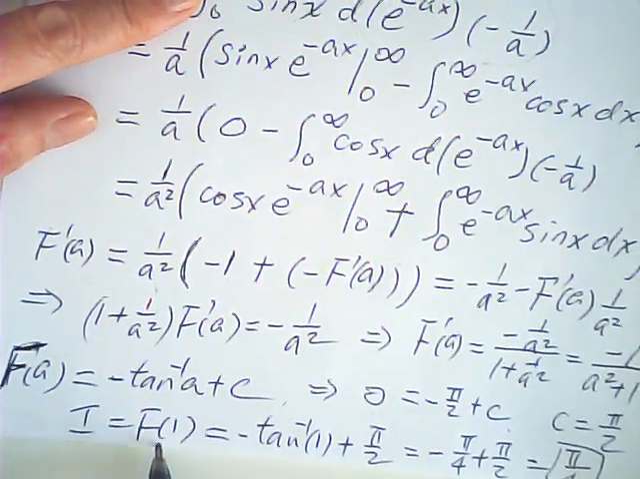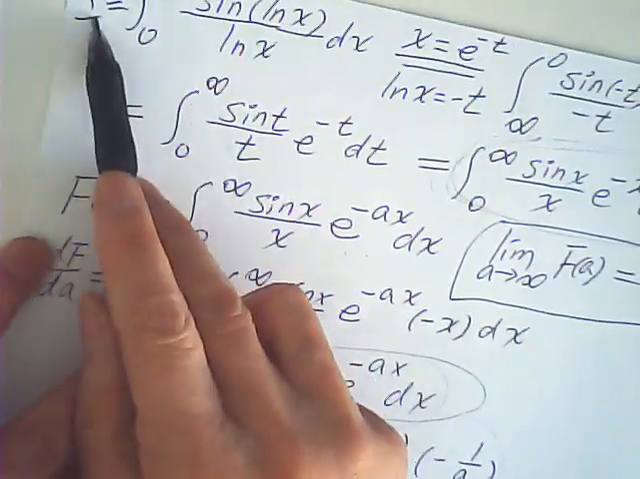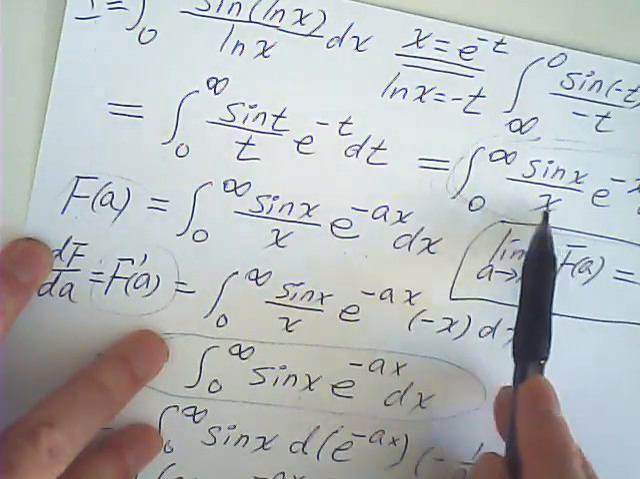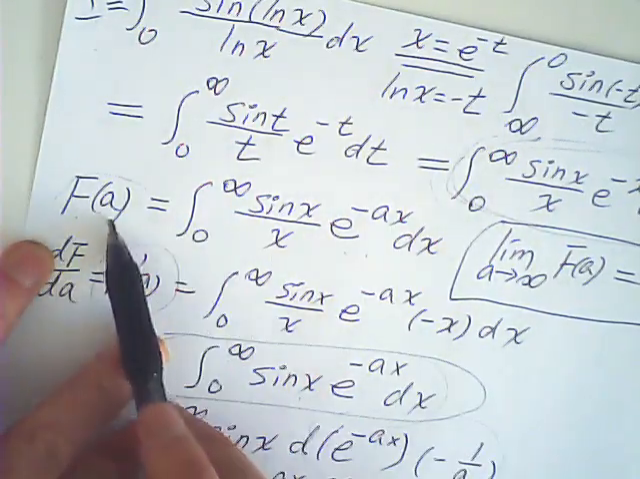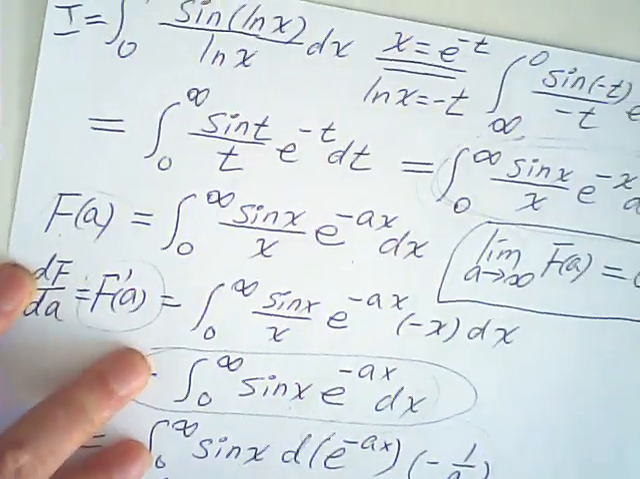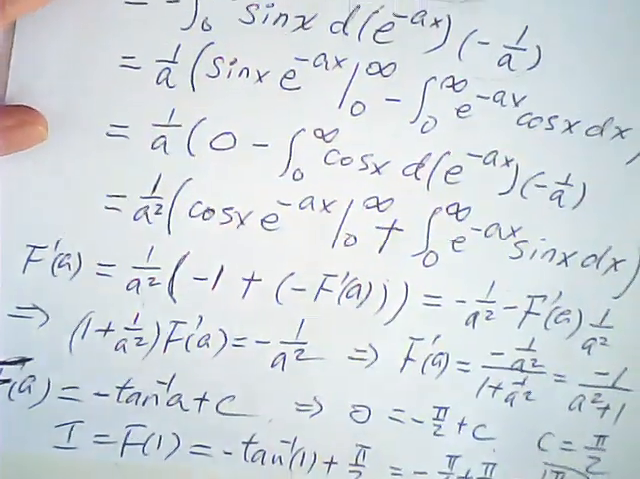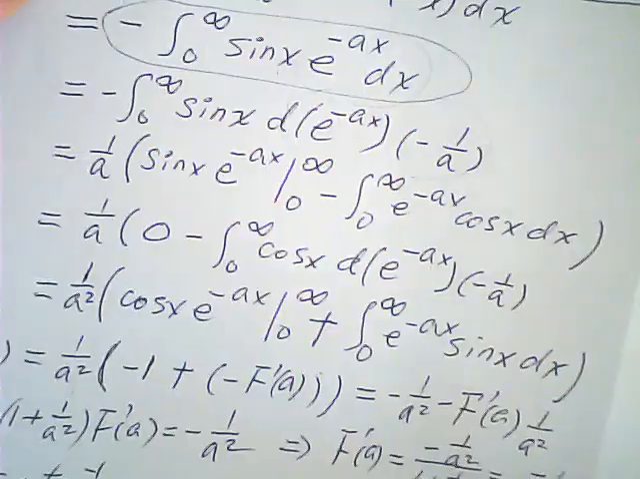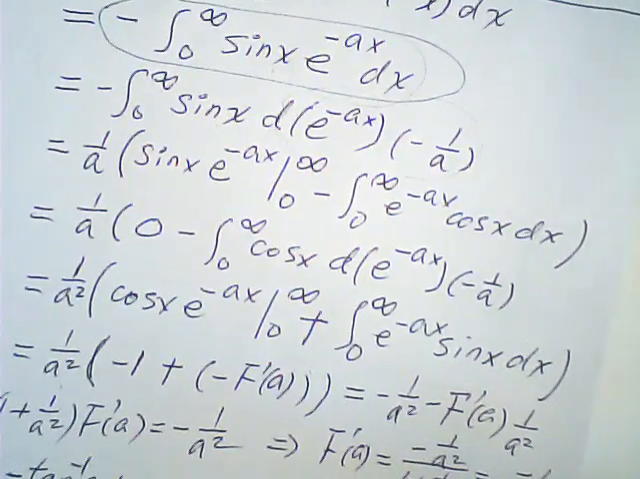Yeah, my I is f of 1. My I is this, my f of a is this. When a equals 1, it is my I. Okay, good. So I did it. This is method 1. Method 2.